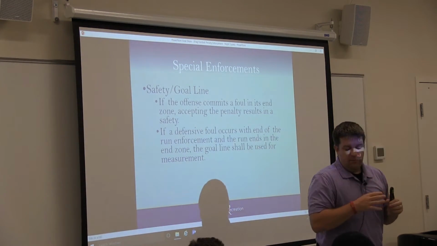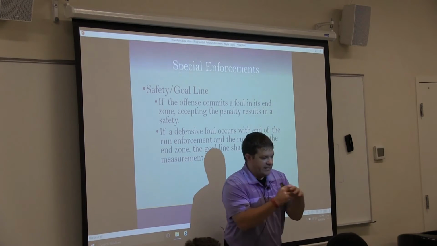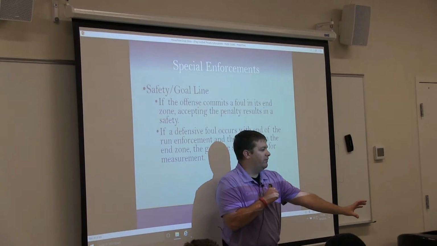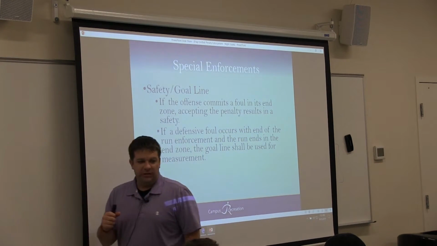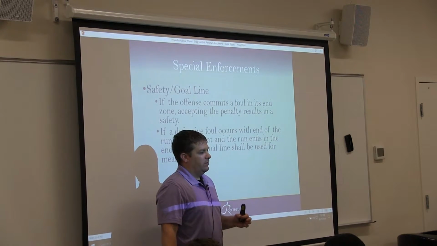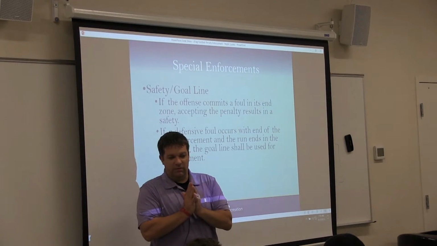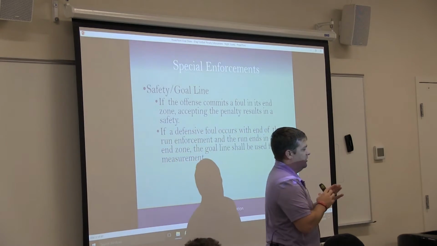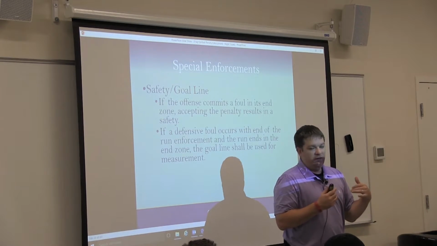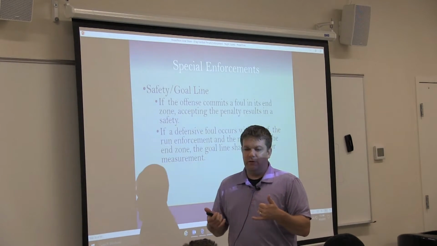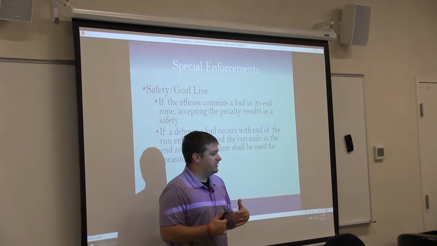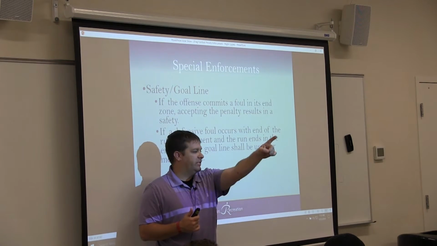So if I'm running, or if I take the snap, and my blocker's 2 yards deep and gets run over in the end zone, and I scramble, and I get deflagged in the end zone, the initial play results in a safety, but we have to enforce a penalty, right? So if we have an end of the run enforcement, which this is because I never passed the ball, we can't enforce it from 4, 5, or 6 yards deep. We have to go to the edge of the goal line and march out.